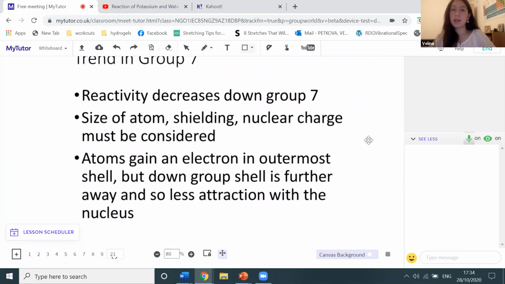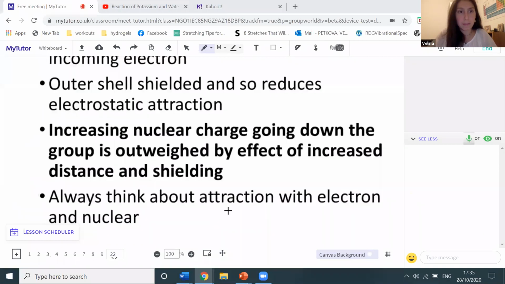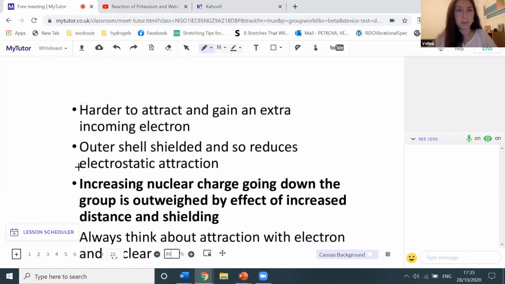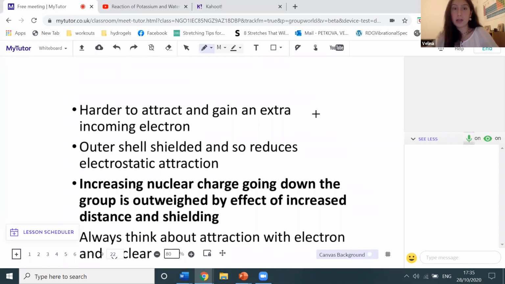Yeah, so look, atoms gain an electron in the outermost shell, a small shell, but down the group the shell is further away and there's less attraction with the nucleus. We'll go over the shielding a bit more at the end. So now it's harder to attract and gain an extra incoming electron down the group.